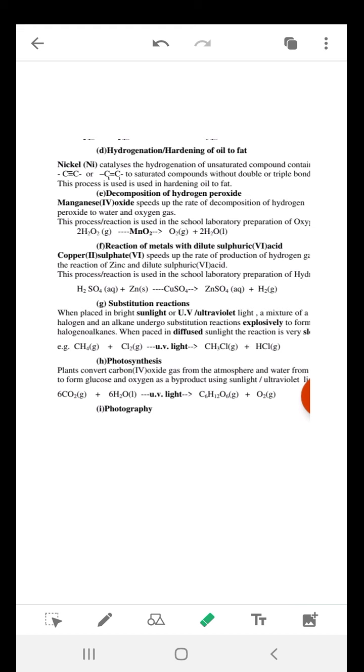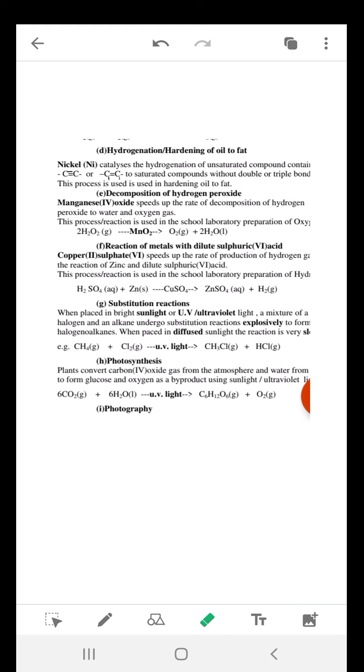Oh, good. So you remember Form 1 work. We say that during laboratory preparation of oxygen, we can use this method of decomposing hydrogen peroxide. Hope you remember the 3 methods of preparing oxygen that you learned in Form 1. So this one is just one of them.